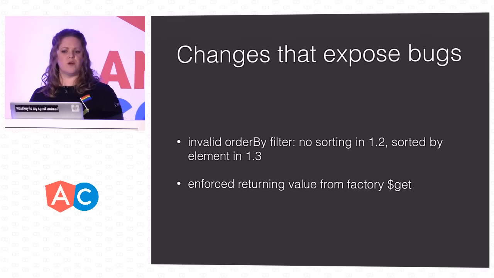So we actually didn't even know that our filter was invalid until we upgraded. Similarly, we had a number of factory get methods that didn't return anything. They were supposed to, the documentation said they should, but no error was generated, so we just hadn't noticed. So we didn't find that out until 1.3 either.